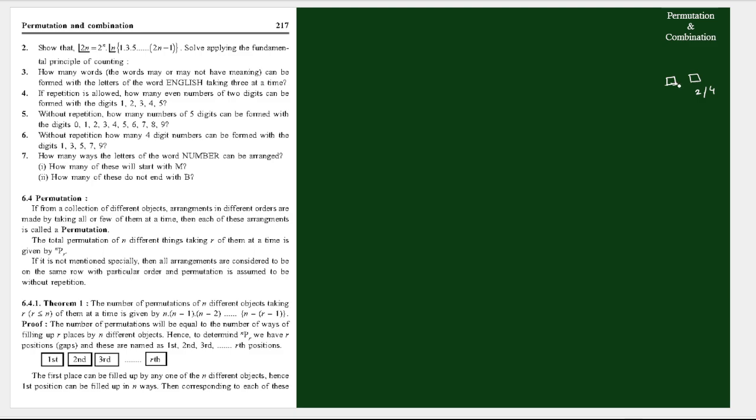So how many digits are there in total? 1, 2, 3, 4, 5. So 5 are there. Here we have 2 ways, and here we have 5 ways. So 5 into 2, 10 ways. Wow, we have got the answer, D. Okay, let's write it down. Number 4.